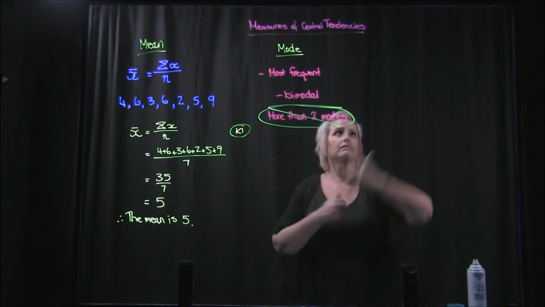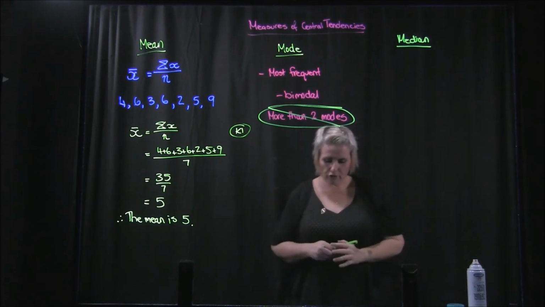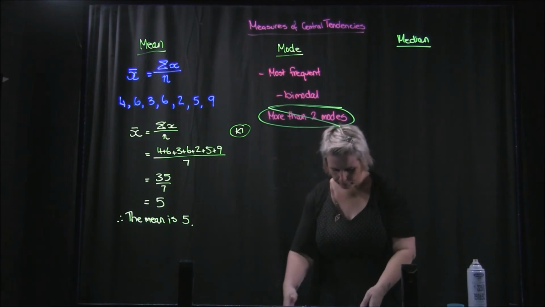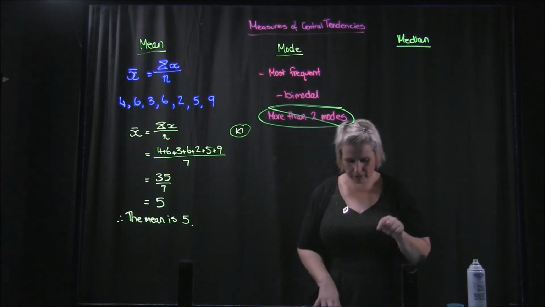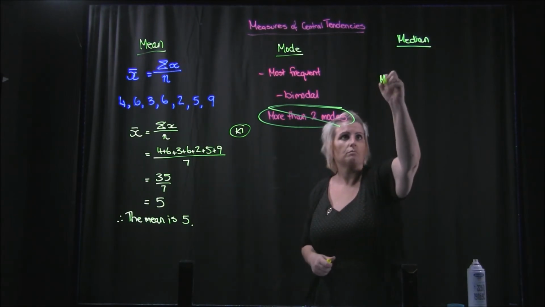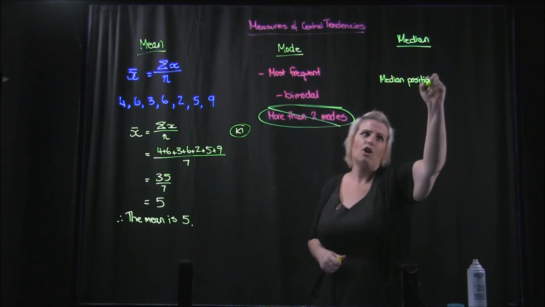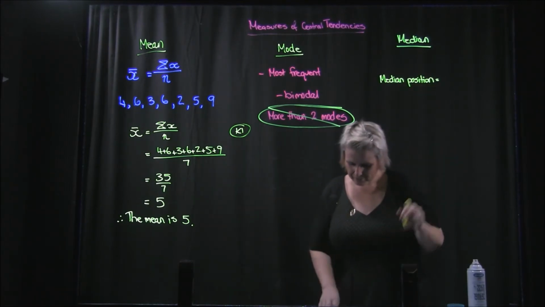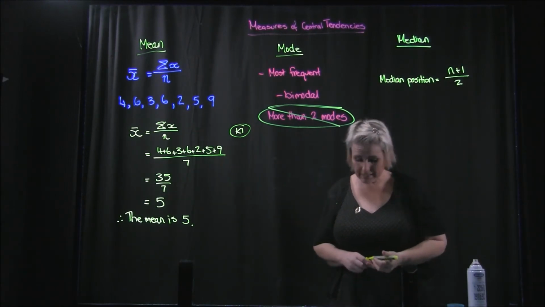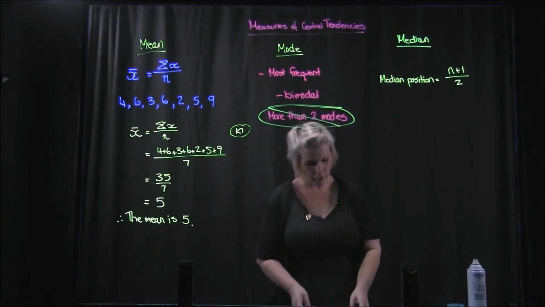Last of all, we have median. Now, median has 2 steps, okay? Because first, you have to find the median position. Then you can work out what the median is. So, this is the formula that determines the median's position. Words: number plus 1 divided by 2. Okay, it basically finds the center. Once you've done that, then you can actually find your median.